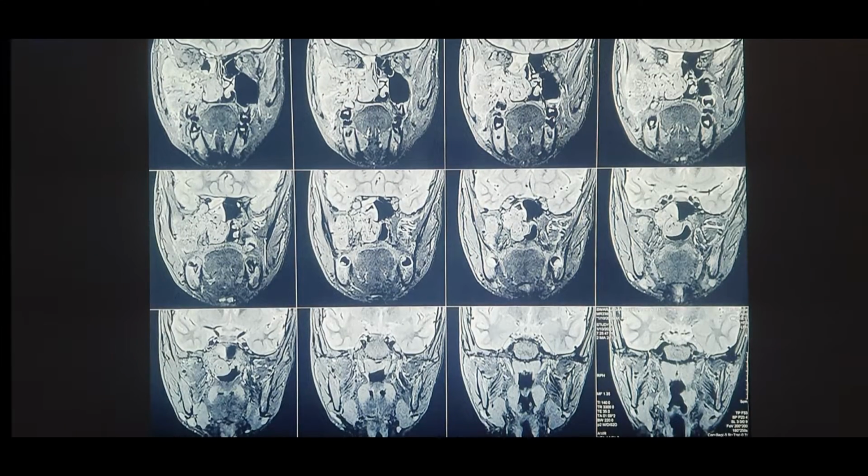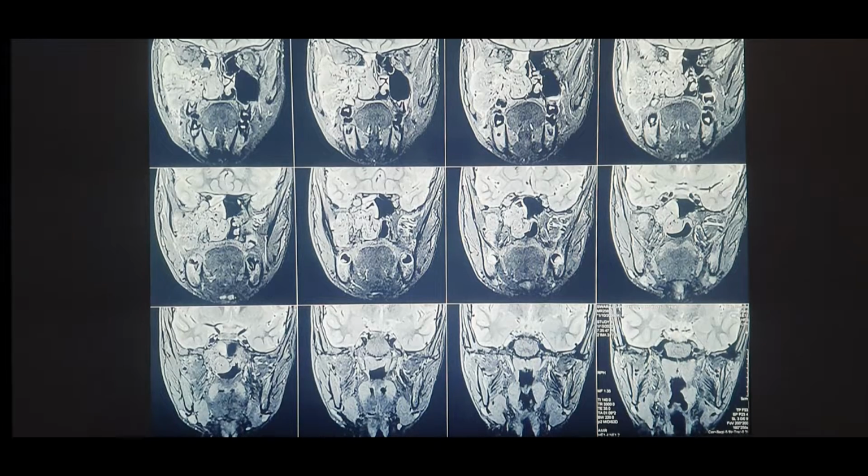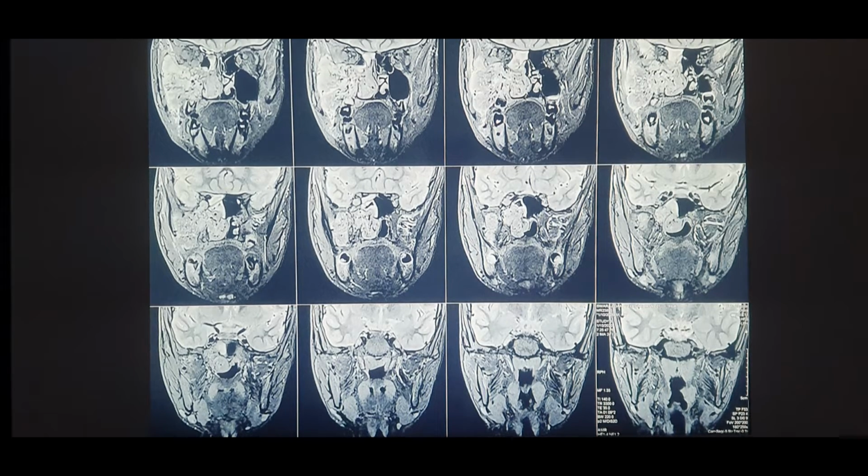Hello guys, today I'll be discussing the MRI and CT appearance of a JNA patient. So how does a JNA actually look on a CT and an MRI scan? As a surgeon, before you operate on the patient, you need to know what the extensions are, what the origins are, what structures are normally involved, which bone is compressed, and where exactly the origin of this mass is. For all that you need to have a CT scan.